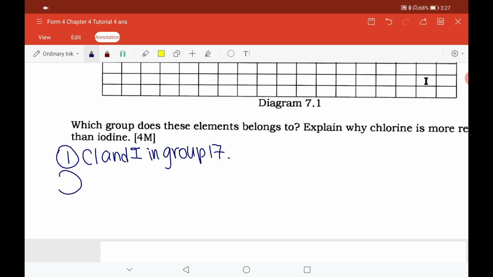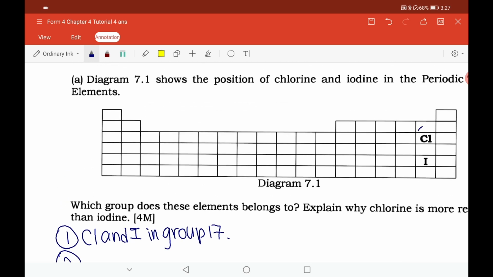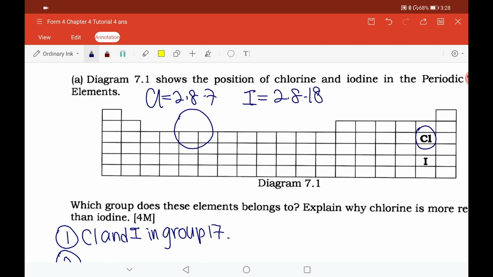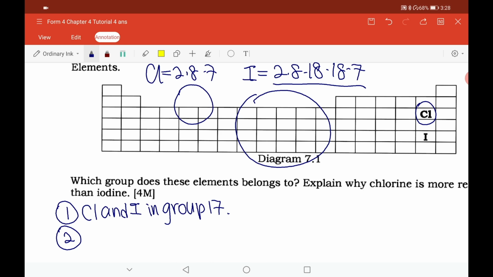So point number 2. When you want to explain about reactivity, remember, you must talk about nuclear attraction. If you need to, maybe you can draw a diagram. Chlorine, we know it is 2, 8, 7, so the size is like this. Iodine is 2, 8, 18, 18, 7. So iodine has 5 shells and chlorine only has 3 shells. So iodine should be larger than chlorine. The first thing you can see is that the size of iodine is larger than chlorine.